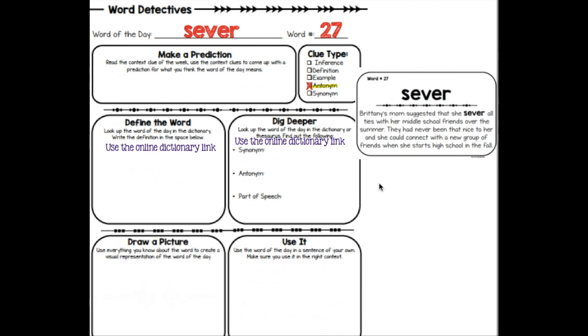Then you're going to read the card. Brittany's mom suggested that she sever all ties with her middle school friends over the summer. They had never been that nice to her, and she could connect with a new group of friends when she starts high school in the fall.